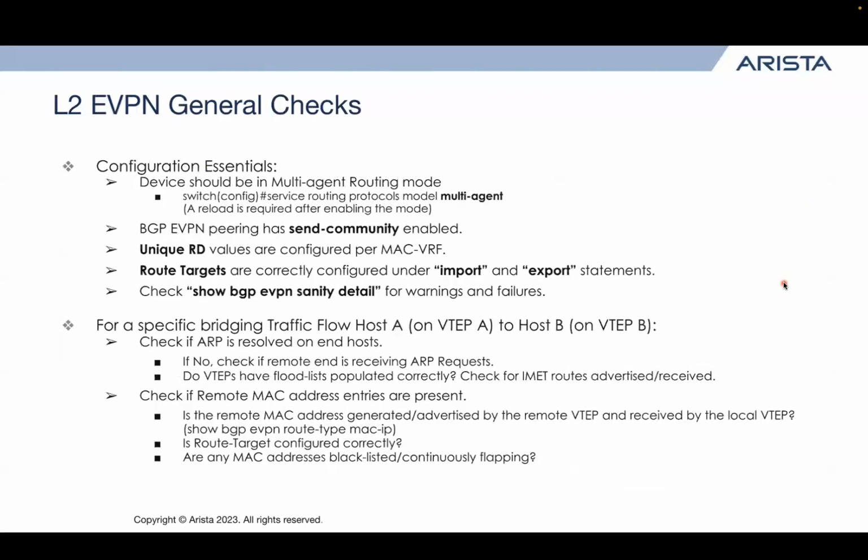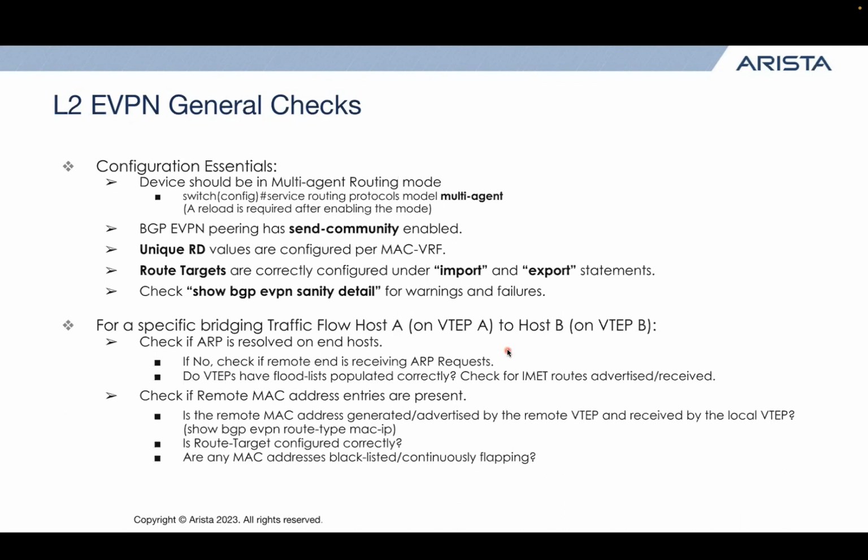While there are different issues that can crop up in a BGP EVPN-VxLAN environment, there are a few checks that are important in both configuration as well as troubleshooting. From a configuration aspect, it is important to ensure that multi-agent mode is enabled on the devices. The BGP EVPN peering should also have the send community enabled. Within the MAC VRF, it is recommended to have unique RD values and also to check if the route targets are correctly configured within the import and export statements.